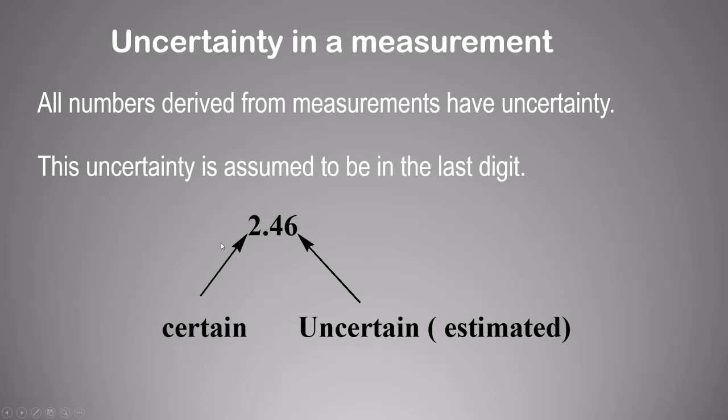You are looking at the measurement 2.46. In this measurement, the last digit 6 is the estimated or uncertain digit. The remaining digits that you have on the left are certain digits. We have many examples after a couple of slides that will give you more idea about how to determine the uncertain digit and how to determine the quantity or exact amount of the uncertainty.